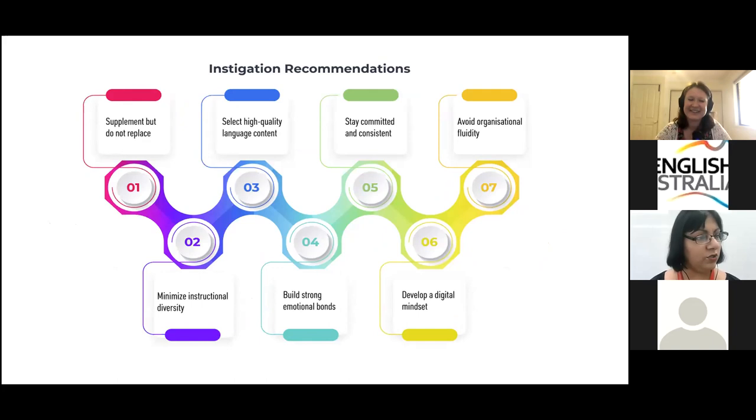So here we're going to just speak about the ipsative recommendations, and firstly, we know that ipsative assessment does not replace what we normally have in place with our formative and summative assessment. Obviously we still need all the data we collect from our formative and summative, but it sits within that and probably sits more in the formative assessment.